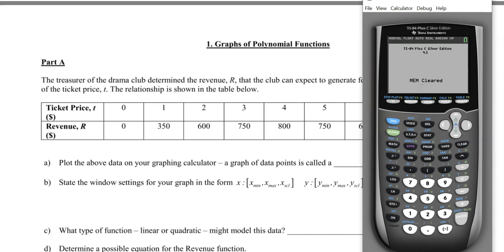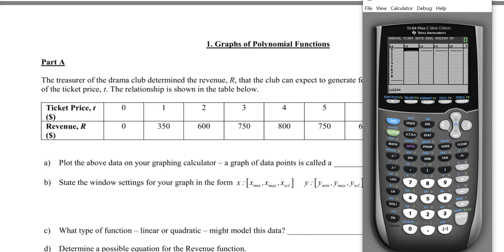So what we want to do is go to stat, and we want edit. This is where we're going to enter our data. Our ticket price is our X value, which goes in list 1. So that's going to be 0, 1, 2, 3, 4, 5, 6, and it goes to 8. Just go 0, enter, 1, enter, 2, enter, 3, enter, through 8. And then a right arrow just to kick you over to L2.